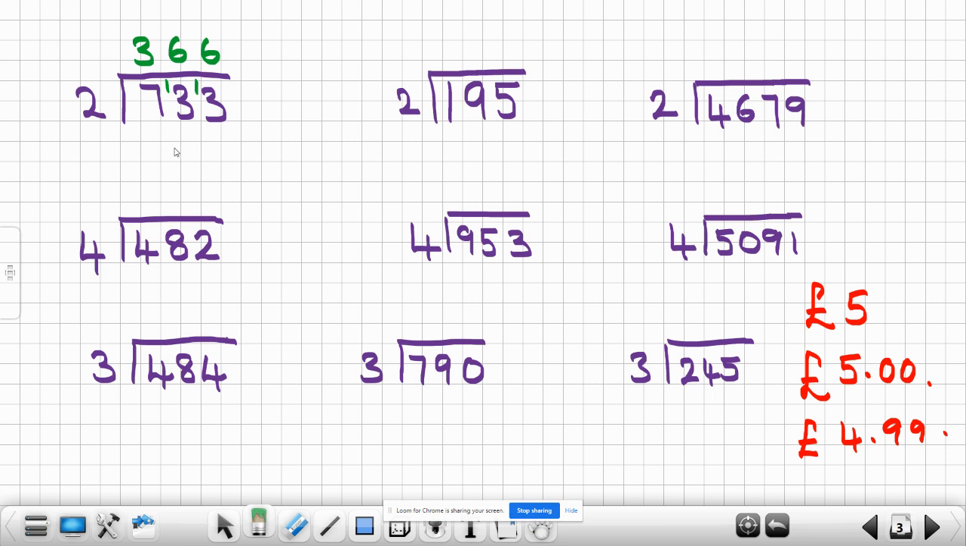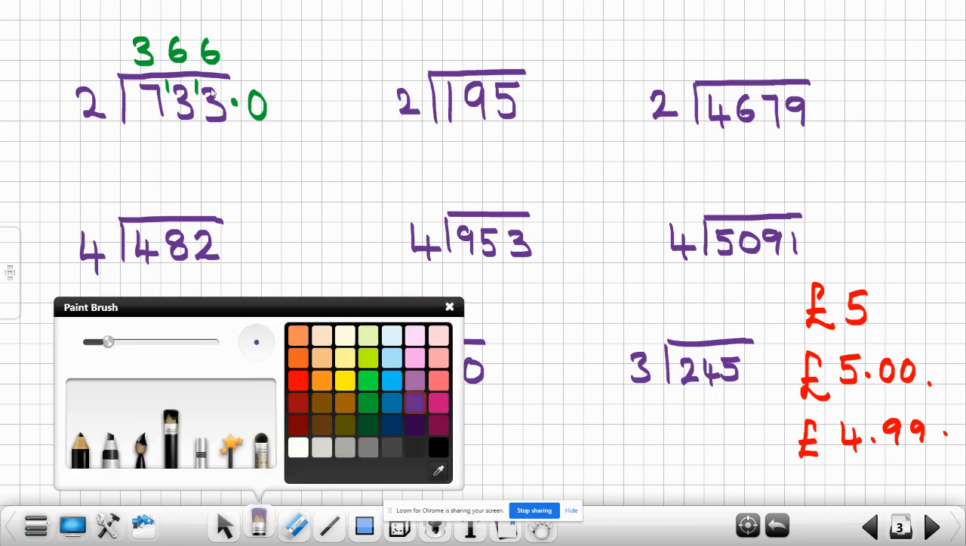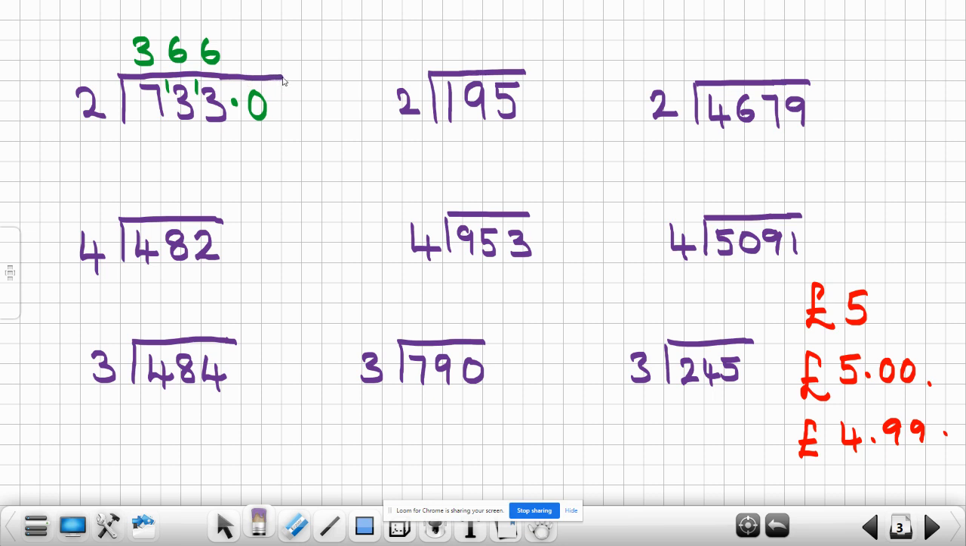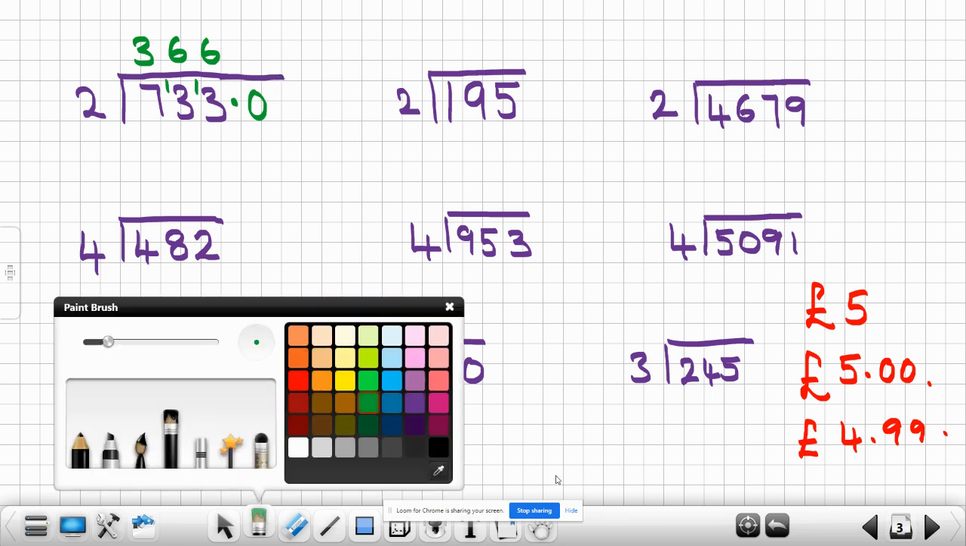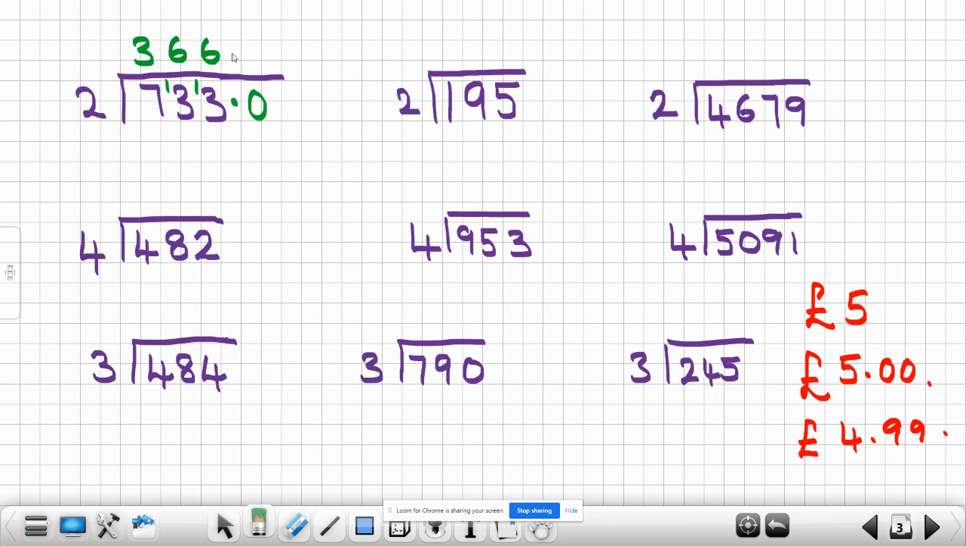So what do we do with it? What we do is we put a decimal point, and then we can add zeros, and we could add as many zeros as we like, but let's just do 1 for now. And I'm also going to extend that line to keep going, and now I can just keep going. I must remember to also have a decimal point here. Place value is so important. So if there's a decimal point here, there's a decimal point here. Okay, now we can continue.